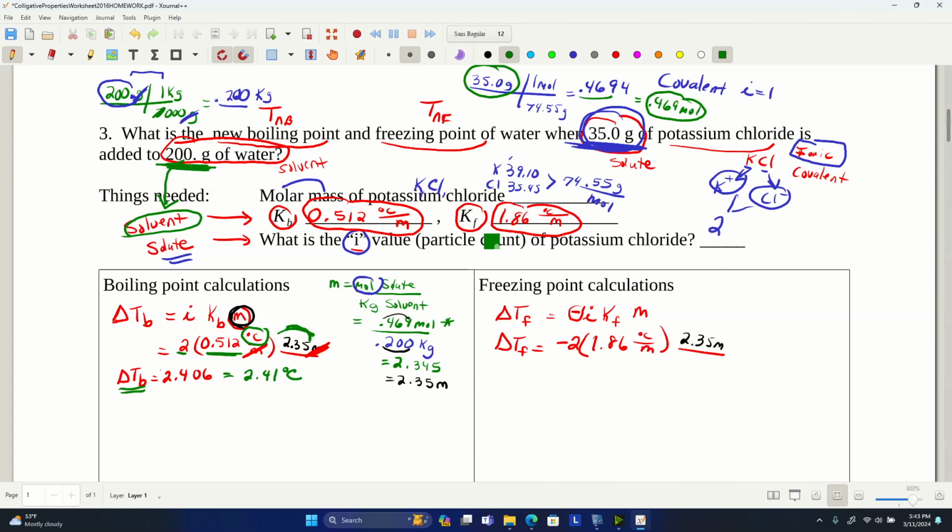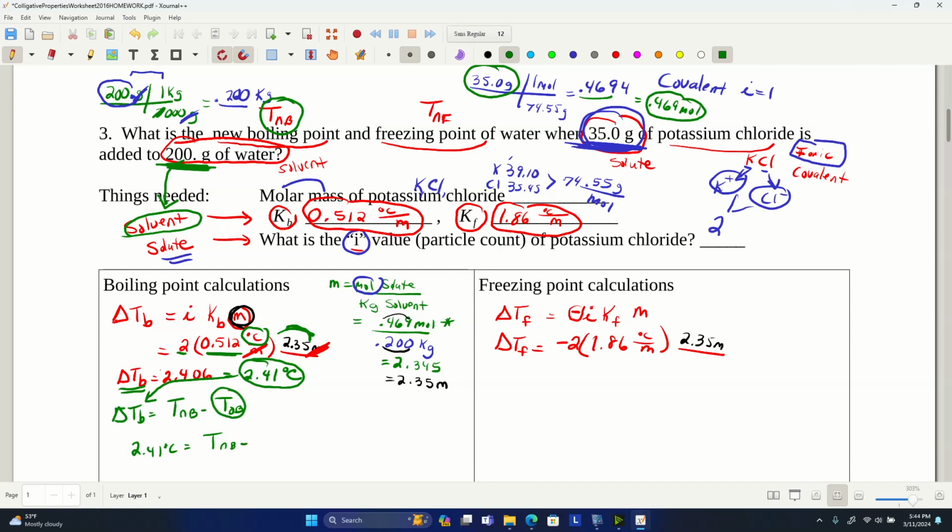That's only the change in the boiling point. That's not the new boiling point. So I got to calculate the new boiling point. The change in the boiling point is also equal to the new boiling point minus the original boiling point. On your chart it just says N minus O. You can change it to look like this. Now I'm going to take this value, which is the change in the boiling point, and put it right there in the formula. So 2.41 degrees Celsius equals the new boiling point minus the original boiling point.